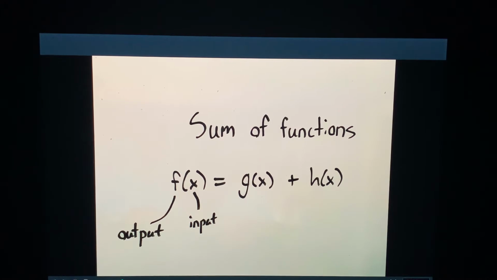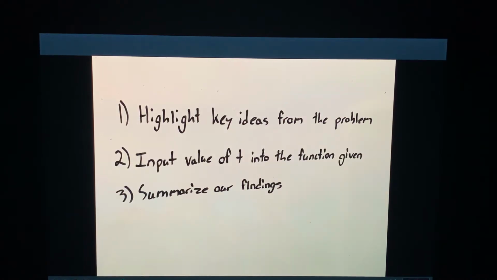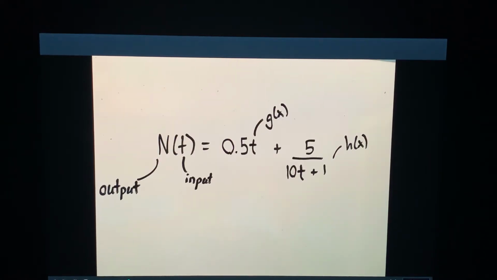To solve the first question, I have outlined a set of steps. Step 1 is to highlight key ideas from the problem. Step 2 is to input the value of t into the function given. Step 3 is to summarize our findings. The problem gives us the function n(t) = 0.5t + 5/(10t + 1), as shown on screen, where n(t) is the output of the function, t is the input of the function, 0.5t is g(x), and 5/(10t + 1) is h(x).